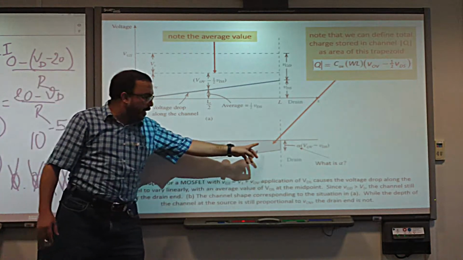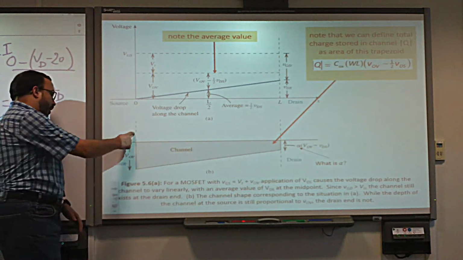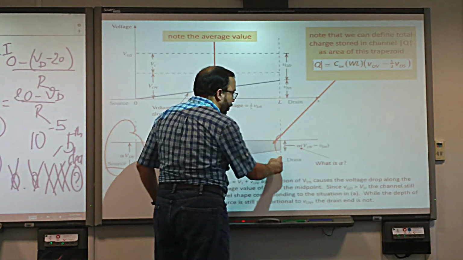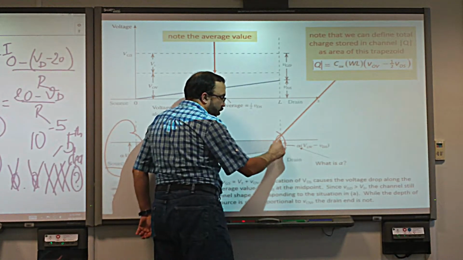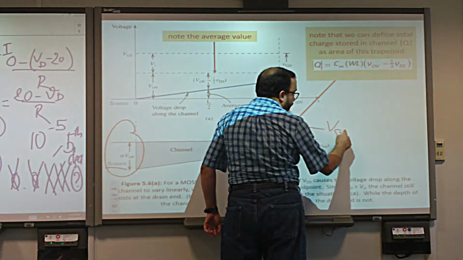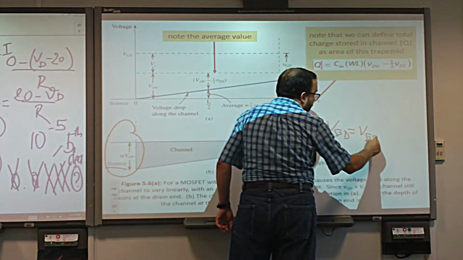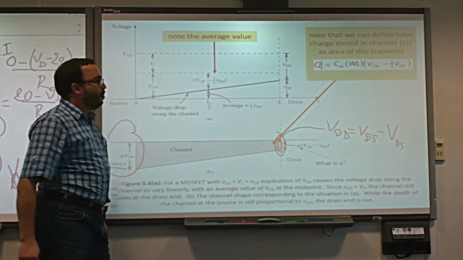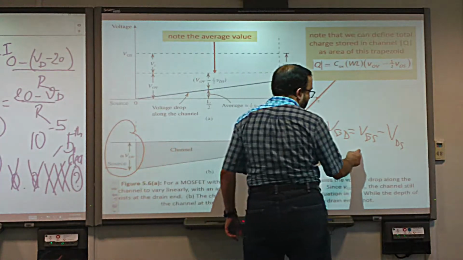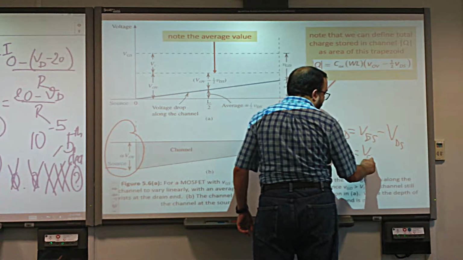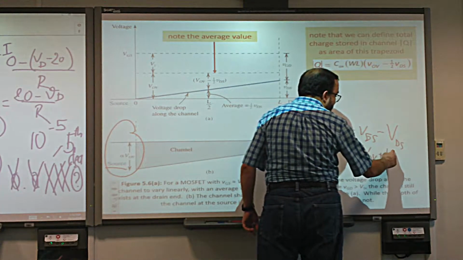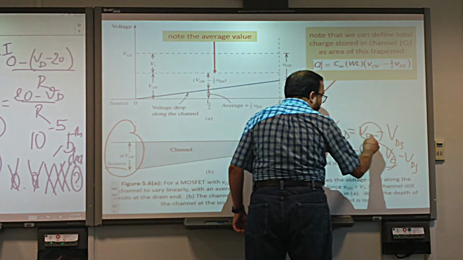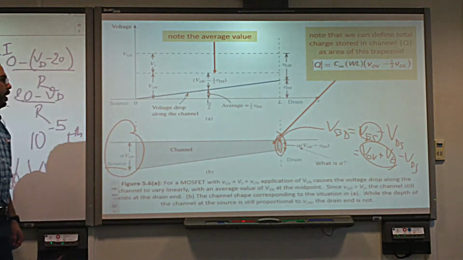So now this is the channel. The channel is wider near the source, you see? And is shallower near the drain. Why? Because the voltage in here is VGD, and it's going to be equal to VGS minus VDS. Or I can write it is equal to V overdrive plus VT minus VDS, because this is nothing but that. Very, very good.